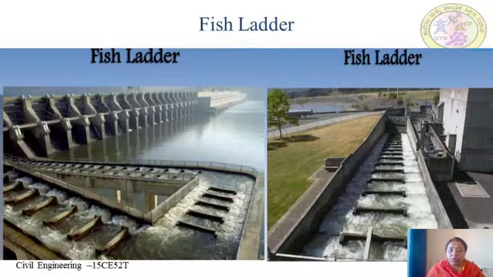So if no arrangement is made in a weir or a dam to enable their migration, their life would be in danger. So for an easy movement of the fish from the upstream to the downstream side, these fish ladders are constructed.